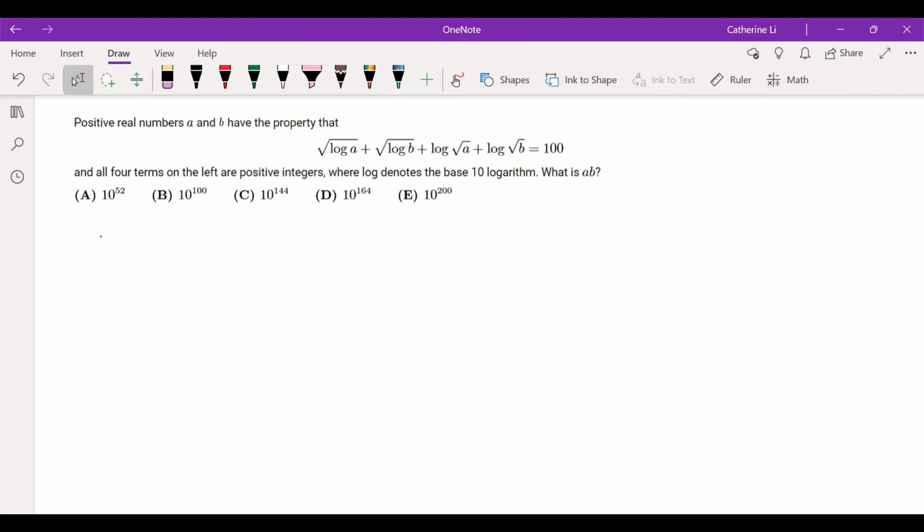So here we can pretty much already tell that there's going to be a lot of powers of 10, and also the fact that all of these terms are integers helps us a little bit because the answers are going to be nicer that way. So the first thing that we can do is just take the same rules that we used before. We know that square root a is a to the 1/2. So we have 1/2 log a and 1/2 log b.